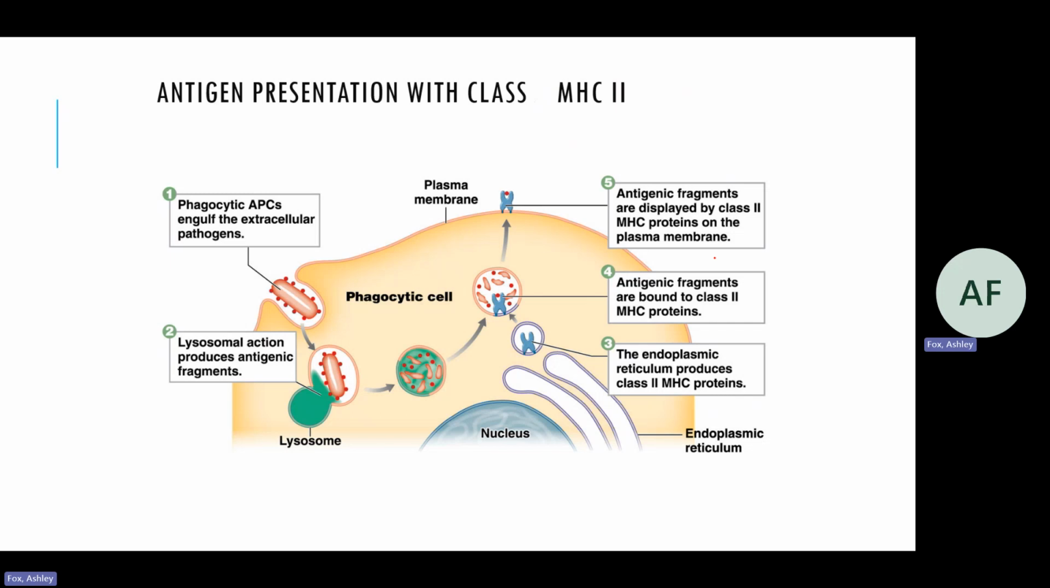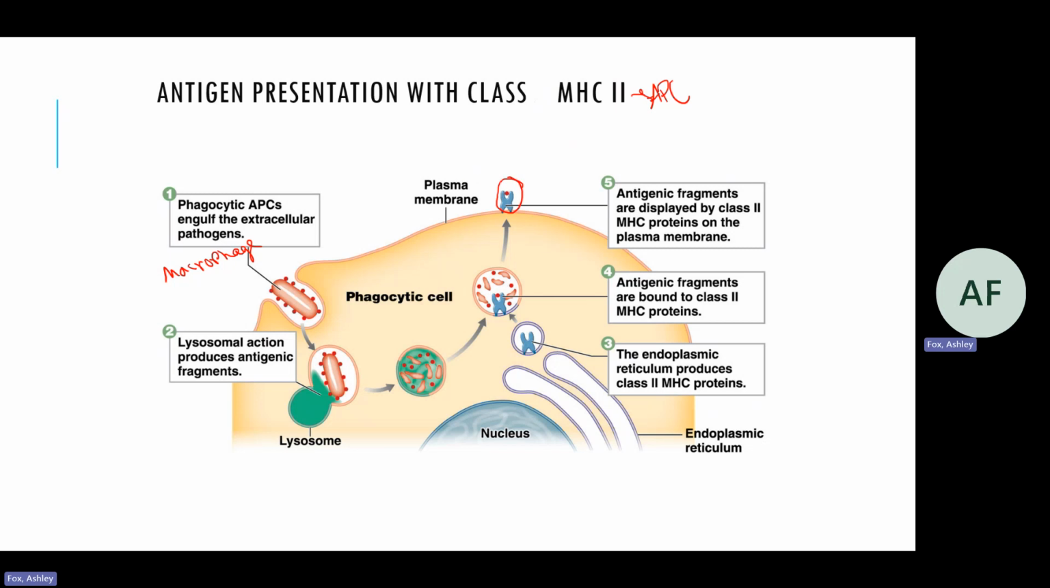MHC2, again, is only on our APCs, our antigen presenting cells. So this is looking at those types of cells. They're going to be cells that are phagocytic that take in extracellular pathogens. So it's going to be a lot of times in macrophages. It's going to take in the cell and chop it up into pieces because that's the point. It's destroying it. And then it's going to produce and present a little piece of it on its MHC2 to tell, hey, this is one of the infections I am fighting off.